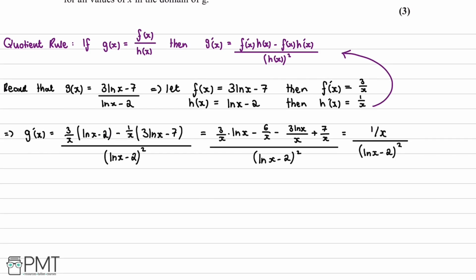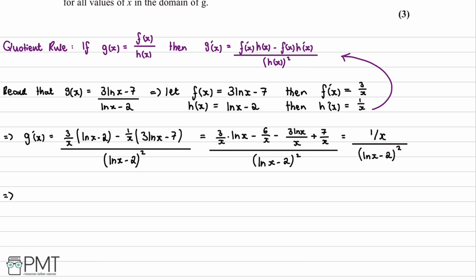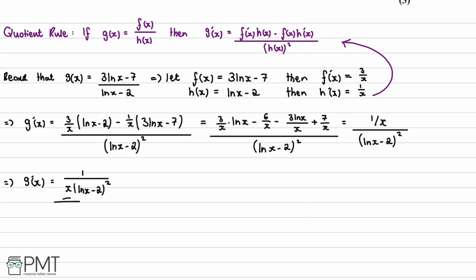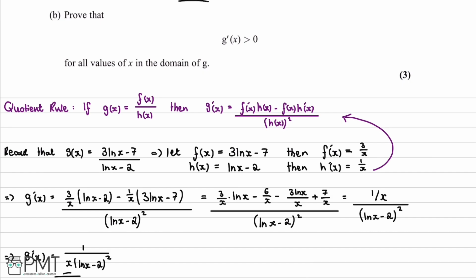So then we can simplify this further by bringing this x term down into the denominator. So therefore we can conclude that the derivative of g of x, g dash x, is going to be equal to 1, divided by x, multiplied by ln x minus 2, all squared.